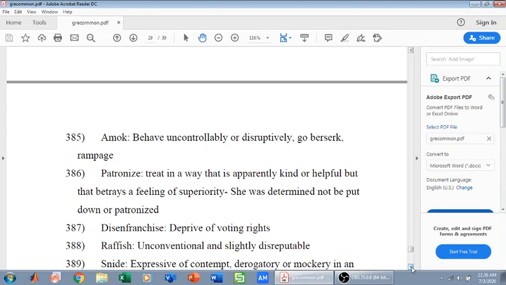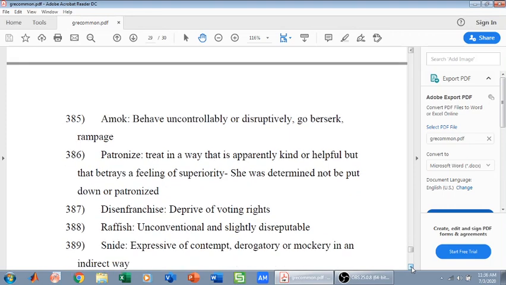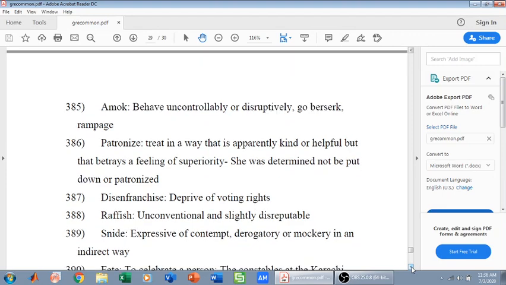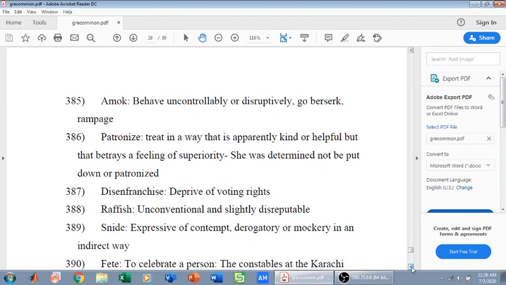Disenfranchised means deprive of voting rights. Raffish means unconventional and slightly disreputable. For example, raffish dressing. So it's unconventional.